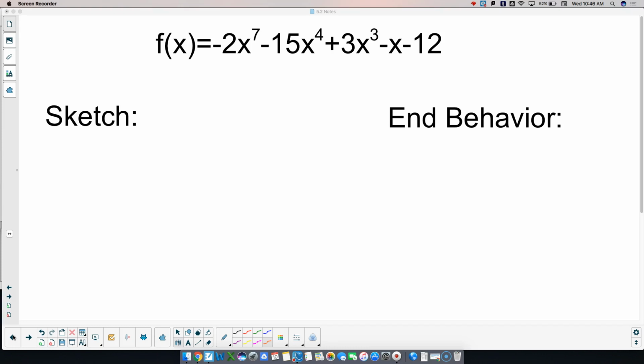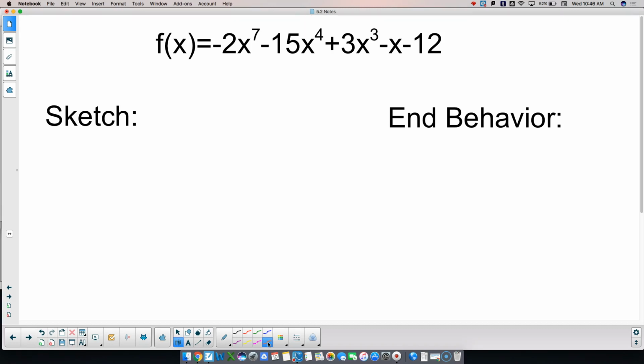So what's my sketch going to look like? Work left to right. On the left side of my graph, it would be going up. On the right side of my graph, it would be going down. So it's going to look something like that, right? Okay. All right, end behavior of that then is what?